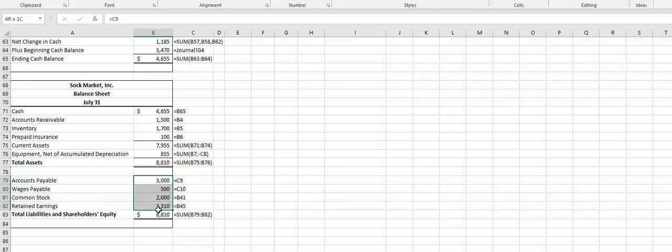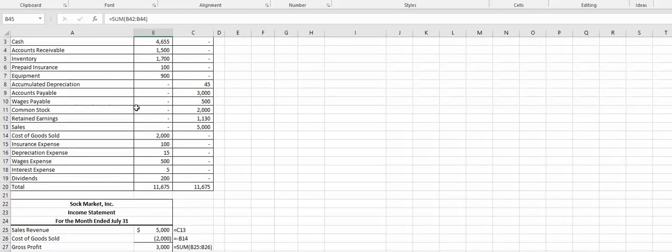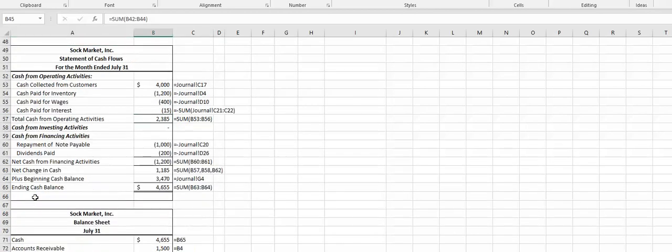And then I did the exact same thing for my liabilities and shareholders' equity, except notice I have to get the 3,310 from here because this is my beginning retained earnings. In the next video I'm going to show you how we take all these revenues, expenses, and dividends. We're going to zero them out and transfer the balance into retained earnings so that after closing, my ending retained earnings will be the 3,310.